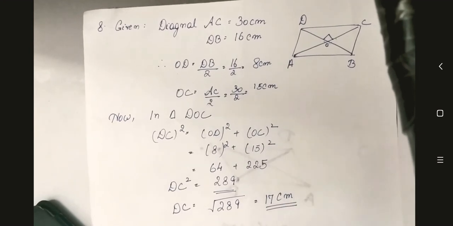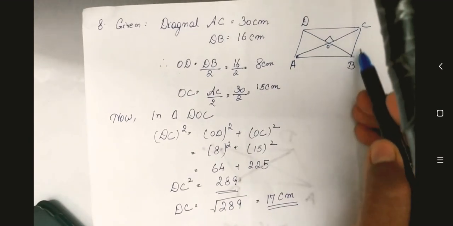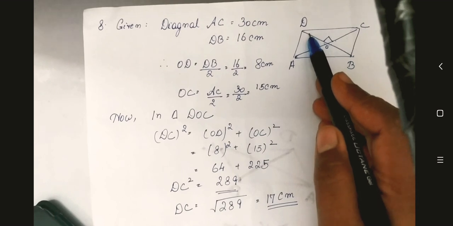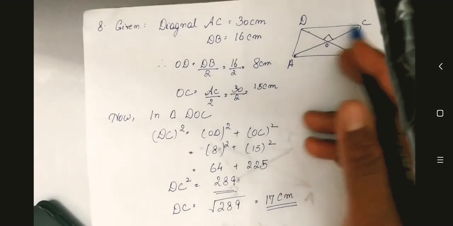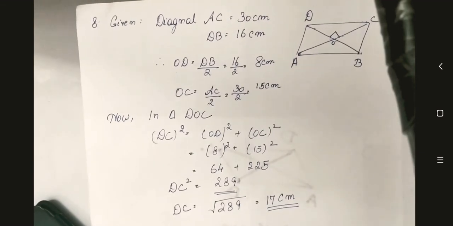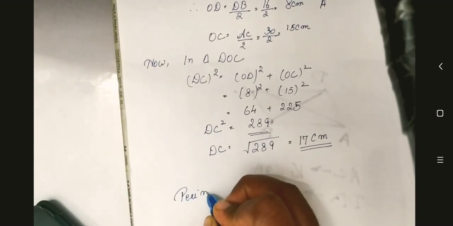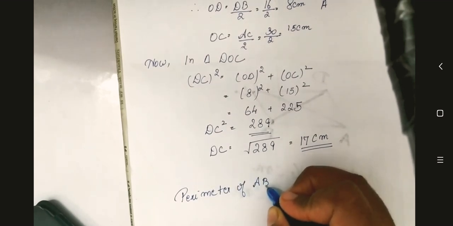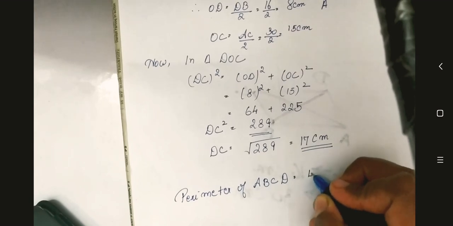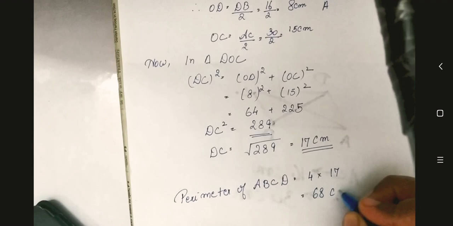Okay. Right, so we have found one of the sides as DC. Now in a rhombus, all the four sides are the same. So the perimeter will be equal to 4 into one of the sides, that's equal to 4 into DC, and we'll get 4 into 17, right? So the perimeter of ABCD will be equal to 4 into 17. That will be equal to 68 centimeter.